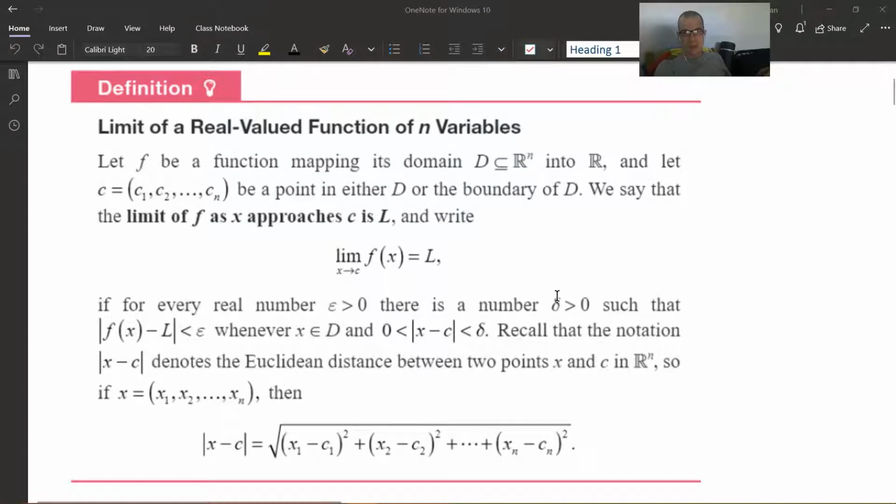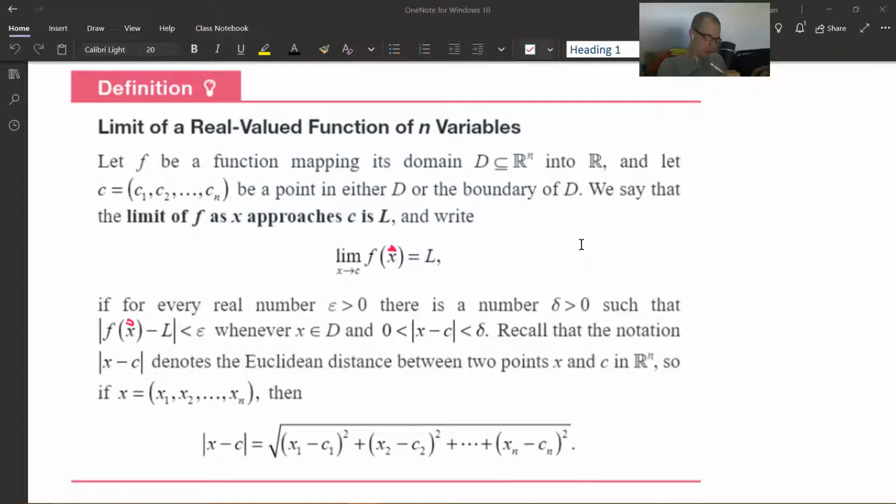All right, we say that the limit of f as x approaches c is L, and write this limit notation, which is familiar. If for every number epsilon greater than 0, there's a number delta greater than 0, such that when f of x, and this x, you would want to treat it as like a vector. So maybe adding this notation just a little bit to remind us that this is multiple variables.